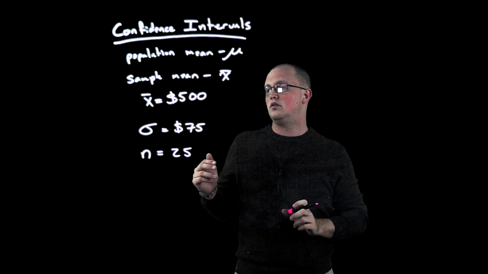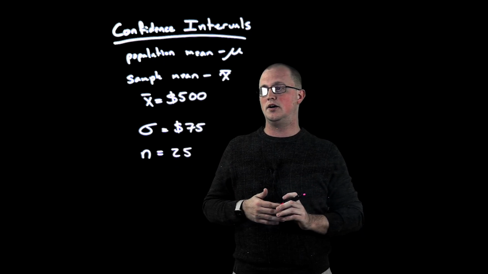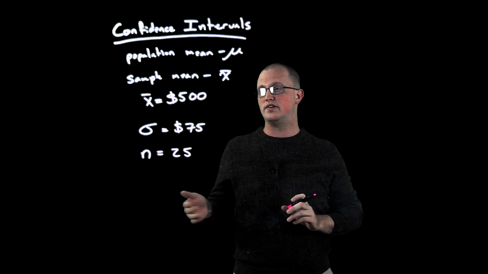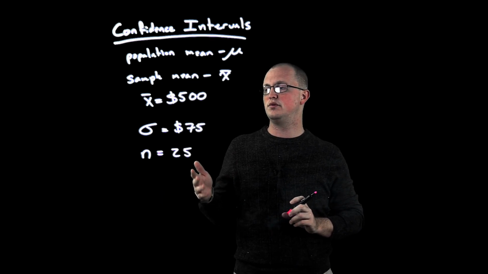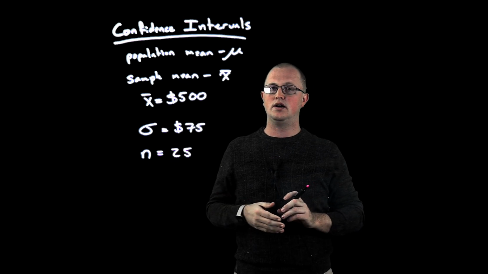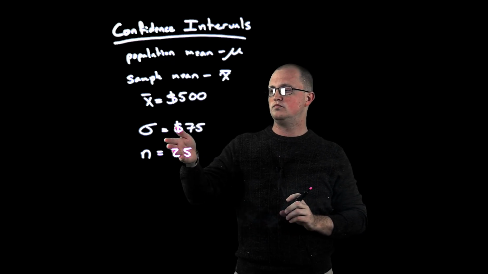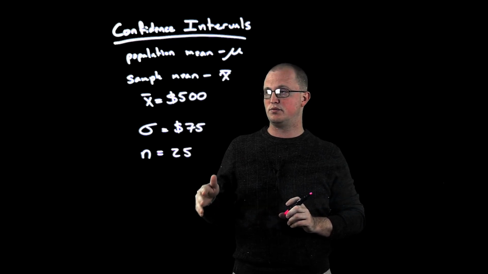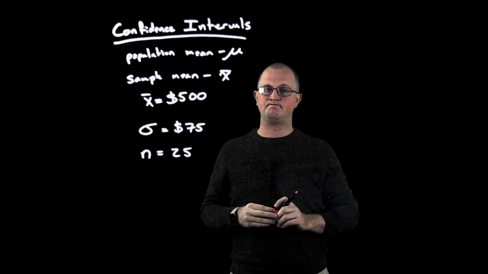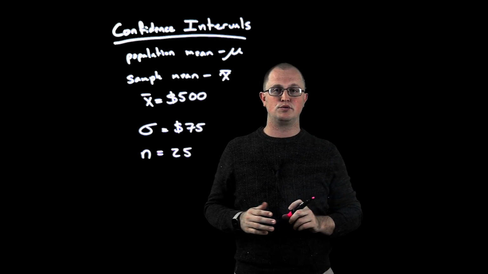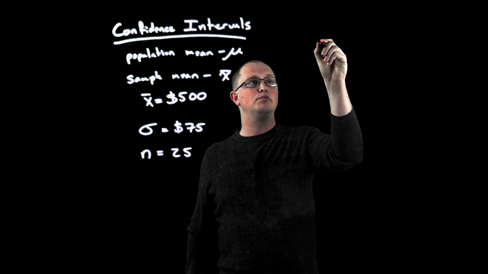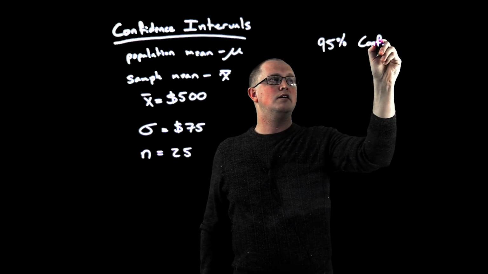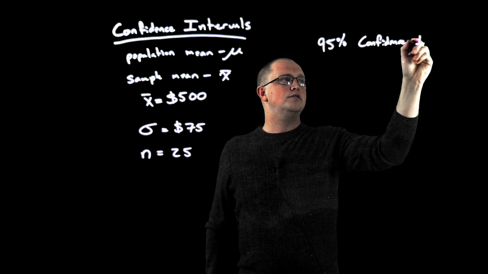Now, we don't know the distribution of these rent values, but we have some information. We know the standard deviation, we know our sample size, and we know what sample mean that we got. And so what we want to do now is we want to construct what's called a 95% confidence interval.